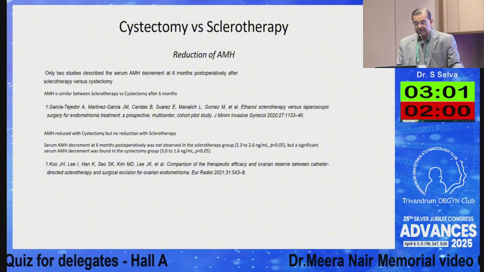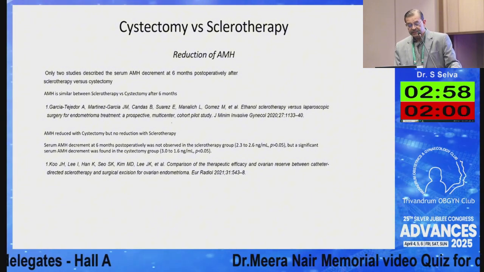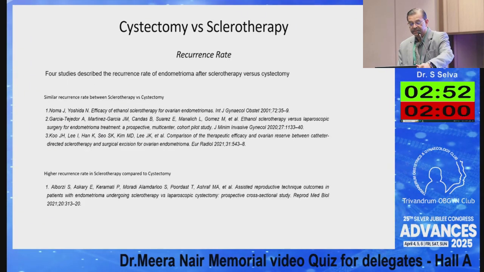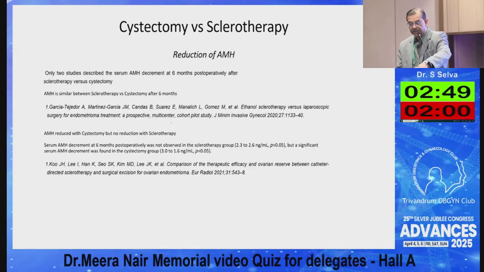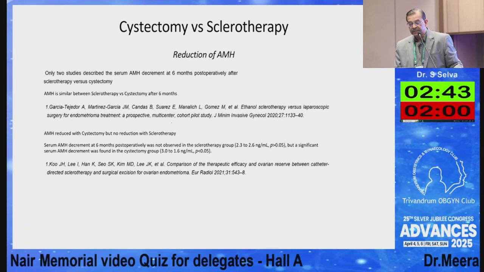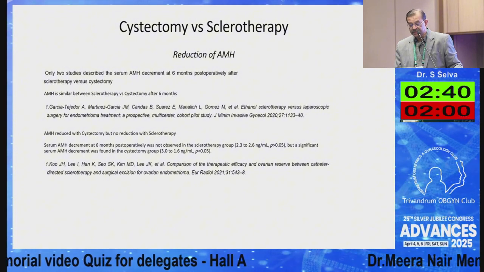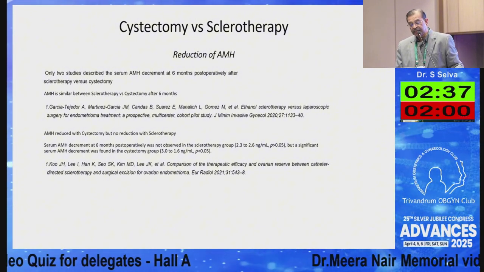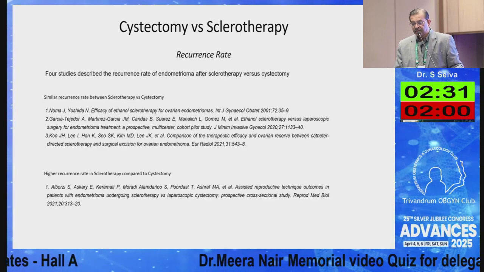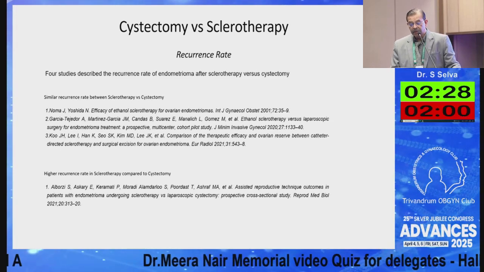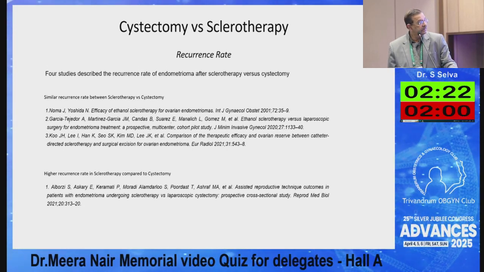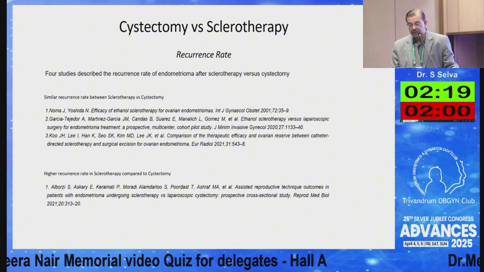So let's look at sclerotherapy. In sclerotherapy, there are only 2 studies. In one study, looking at reduction in AMH, the AMH is similar between sclerotherapy and cystectomy. In the other study, the AMH reduction is more with cystectomy, but there's no reduction in AMH with sclerotherapy. So this is for AMH, ovarian reserve. As for recurrence, there are 4 studies, and 3 of these studies show that the recurrence rate is similar between sclerotherapy and cystectomy, whereas it's higher in sclerotherapy compared to cystectomy in the other.